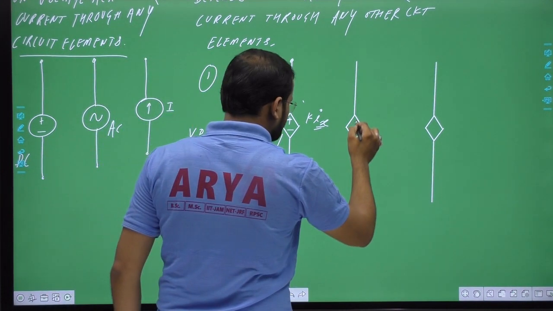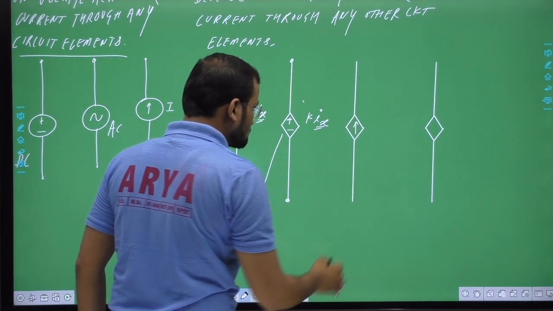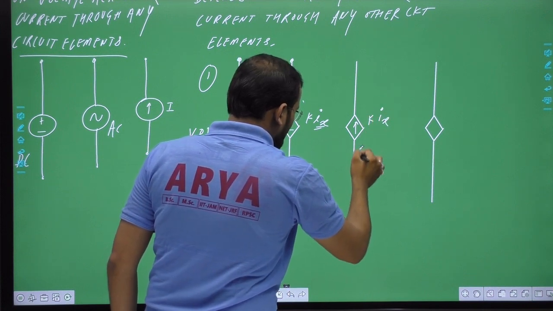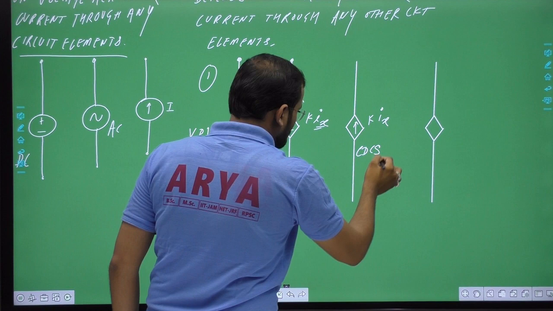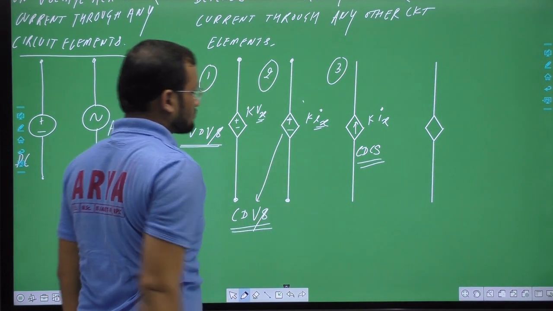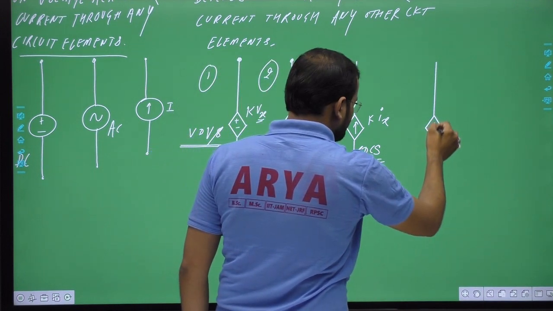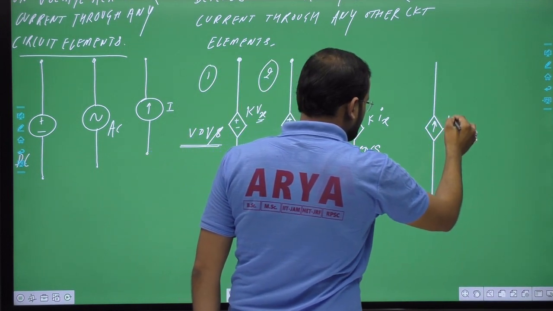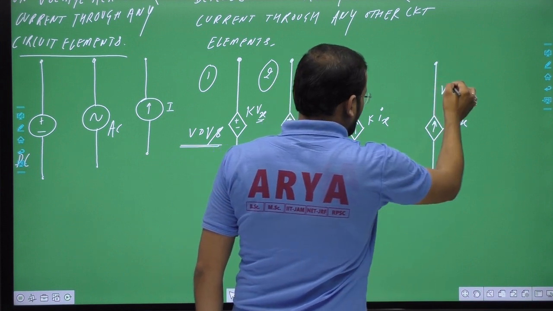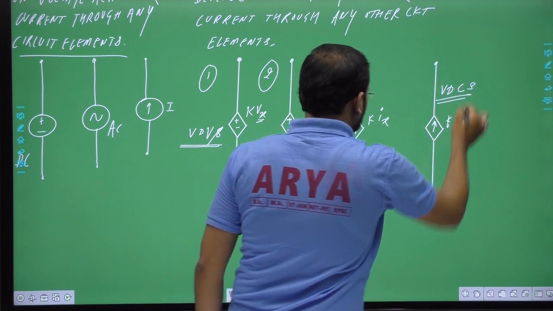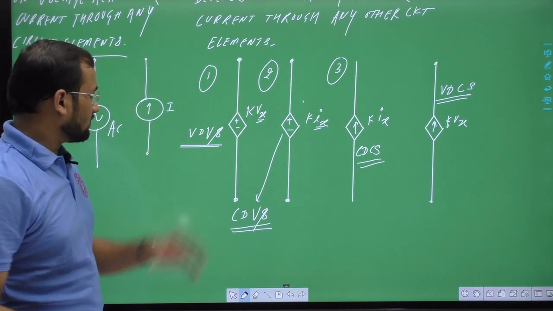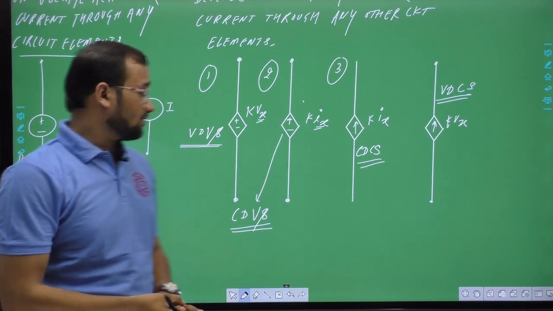Next, this is a current source, so it is a current dependent current source. The third one is a current dependent current source. The fourth one is also a current source, and this is known as a voltage dependent current source. So there are four types of dependent sources, and any of them can be used in a circuit.